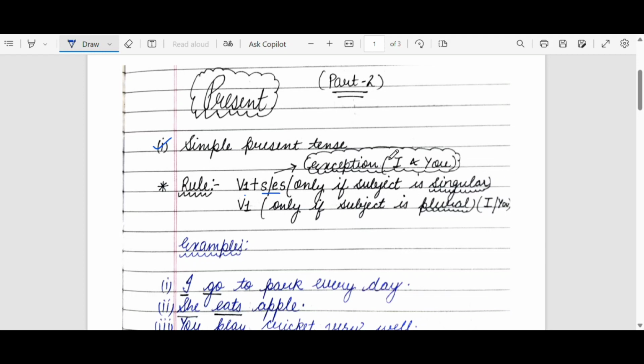Exception for this case is I and you. With I and you, we don't use S or ES with the verb. Suppose I play, we will not say I plays. It is I play. And you, we will not say you plays. It is you play. So we don't use S or ES. The second rule is V1 only without S or ES, that is a plural, which I had already said.